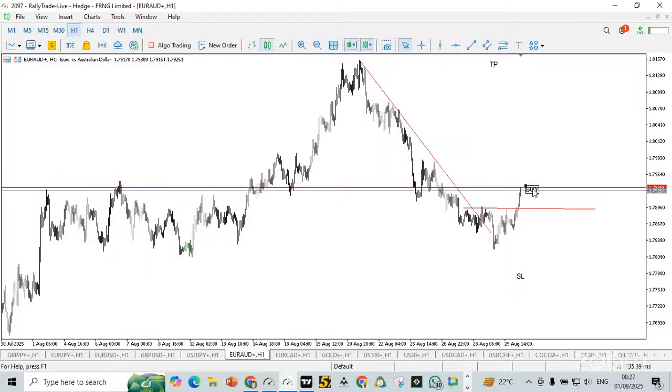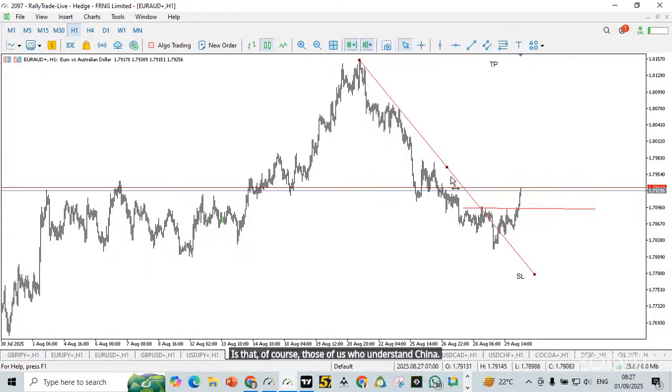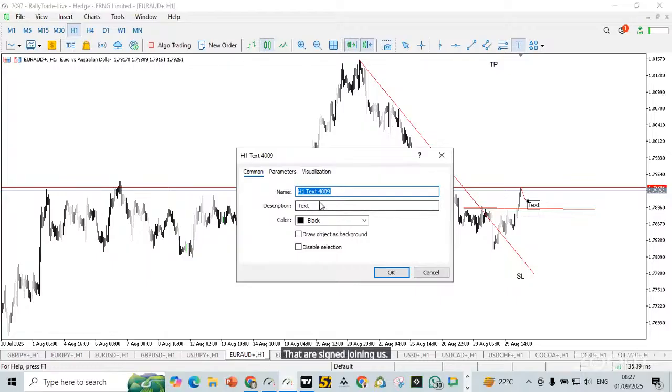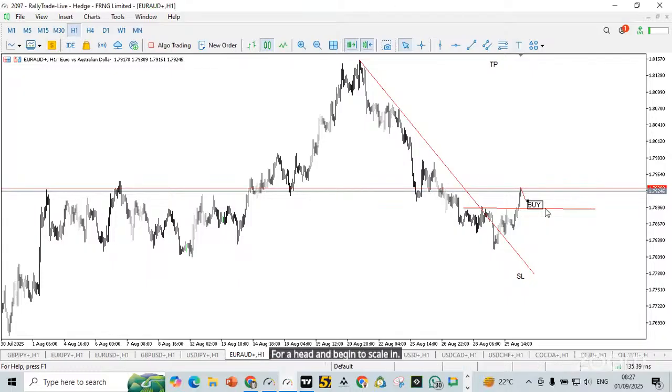Of course, those of us who understand trend know this is the span spread line and price is above it, everything above it. So those of us who want to be a little more conservative with our entry, all you need to remember is that if price is moving in an uptrend, you need to wait for a pullback and then enter a buy. So any form of pullback on Euro AUD is a sign to join in the buy. At any point in time, go ahead and begin to scale in on our buy position.